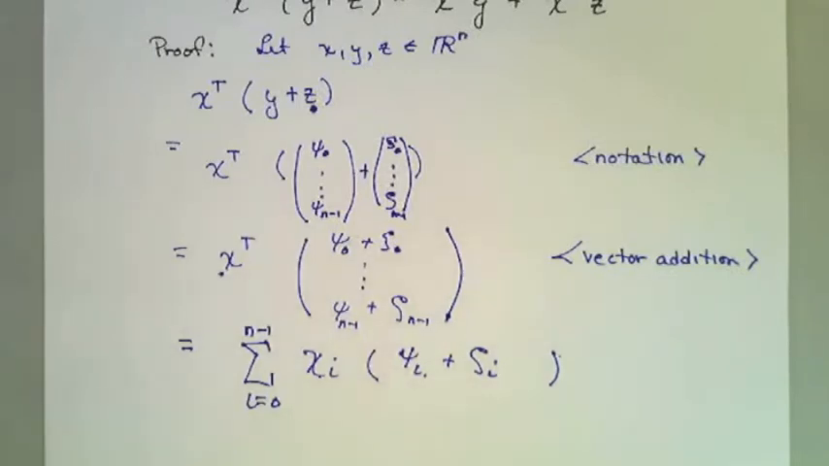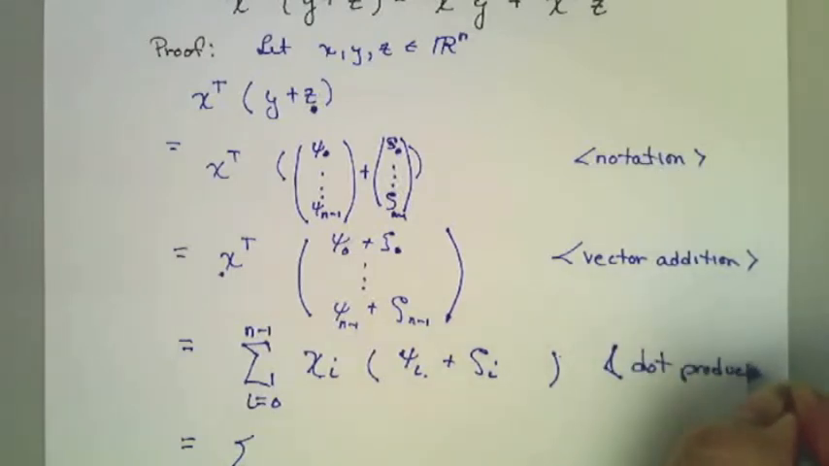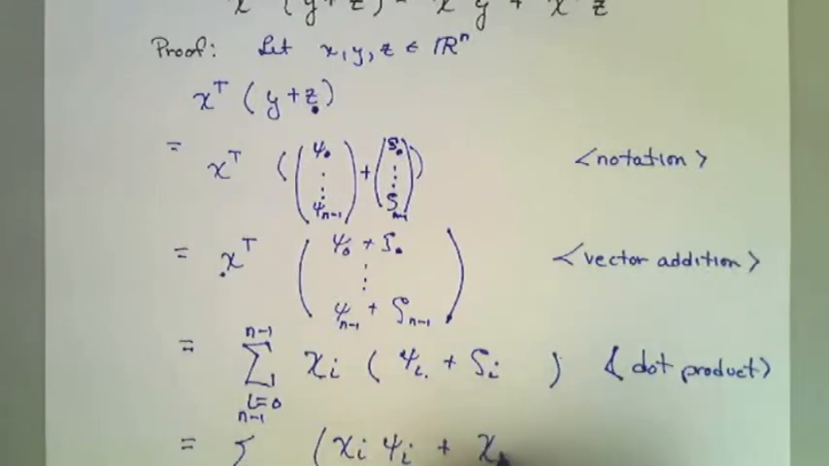But these now are just real numbers, and we know that for real numbers, multiplication actually distributes over addition. So this is equivalent to the sum from 0 to n minus 1 of the chi i's times psi i's plus chi i's times zeta i's.